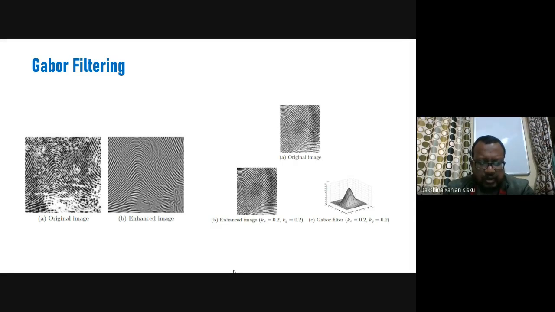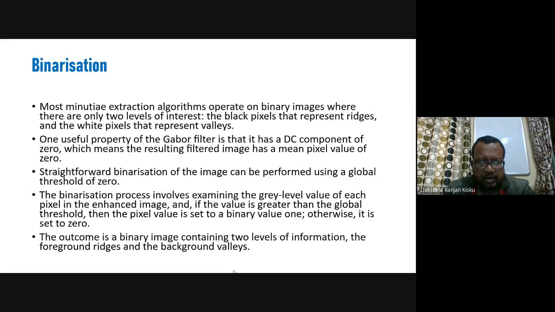This enhanced image is nothing but a grayscale image, and this image is a smooth image. Gabor filtering gives us the effect of a low pass filter. Therefore, this enhanced image will be found as the smoothened image. After obtaining the enhanced image, we apply the binarization process.